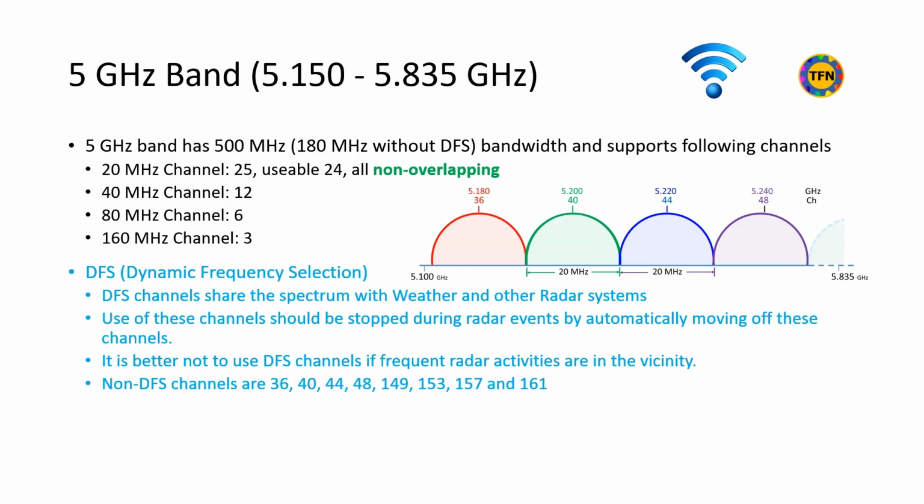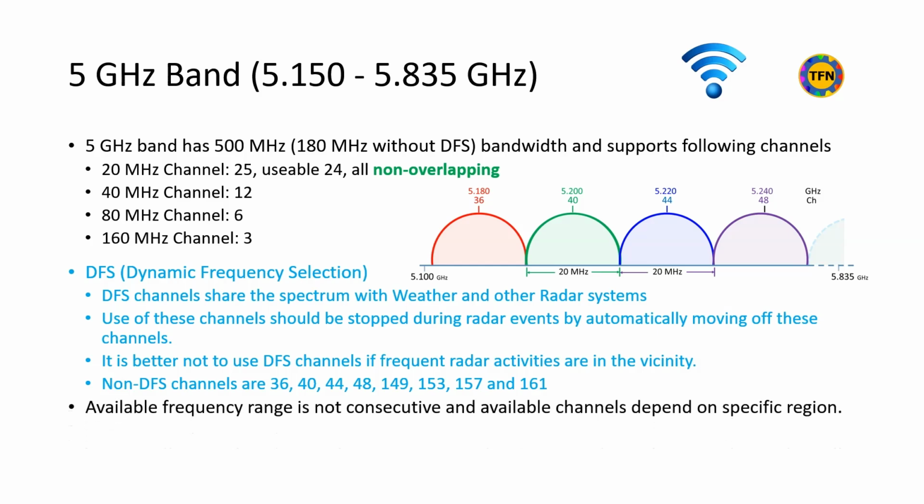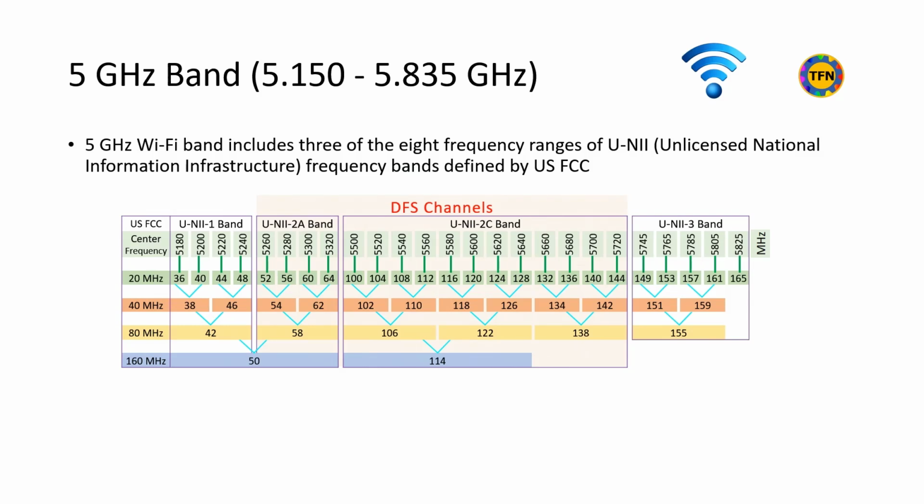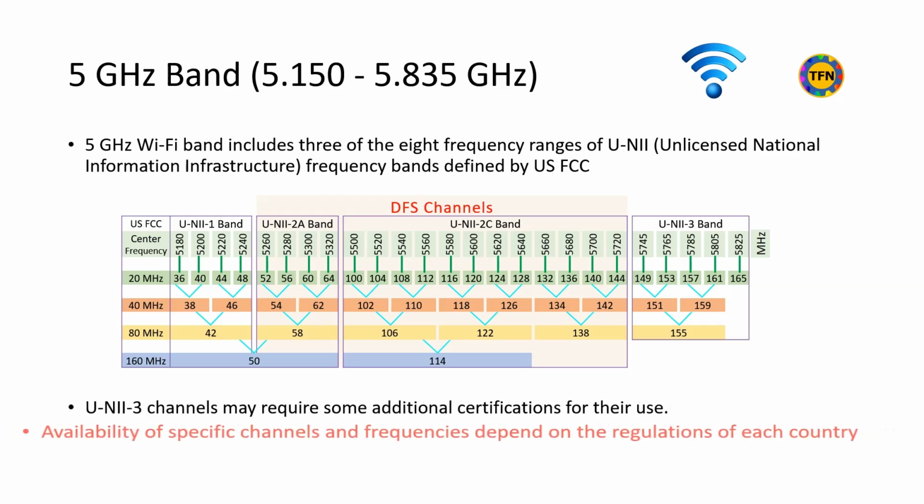Non-DFS channels are 36, 40, 44, 48, 149, 153, 157, and 161. Please note that the available frequency range is not consecutive and available channels depend on the specific region. The 5 GHz Wi-Fi band includes 3 of the 8 frequency ranges of UNII, or Unlicensed National Information Infrastructure, frequency bands defined by the US FCC. Availability of specific channels and conditions of their use depend on the regulations of each country.